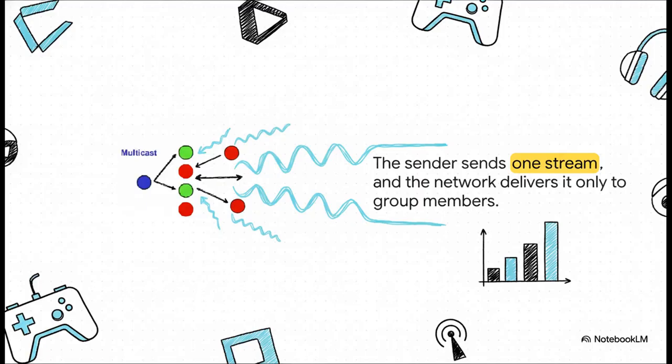And this is why it's so powerful. Whether you've got one person watching a live stream or 1,000, the source only sends out a single stream of data. The network itself handles all the replication. This is incredibly efficient, and it's the magic behind things like huge live video events and online gaming.